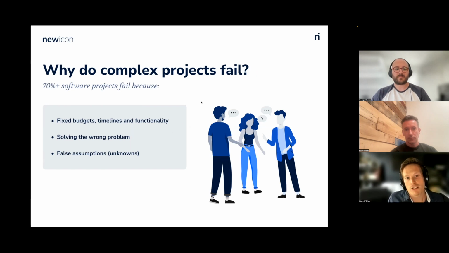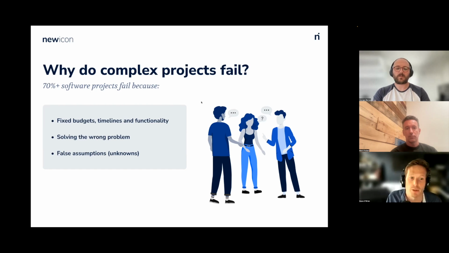So why do complex projects fail? There's a stat, like lots of stats on the internet, that says 70% of software projects fail. There are a few reasons for this, but generally that's categorized as things going well over budget and well over the time frames.